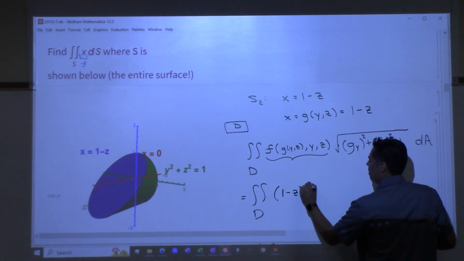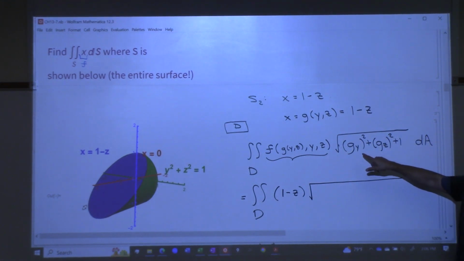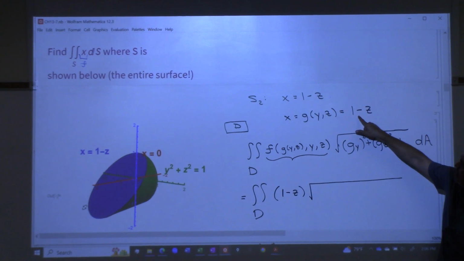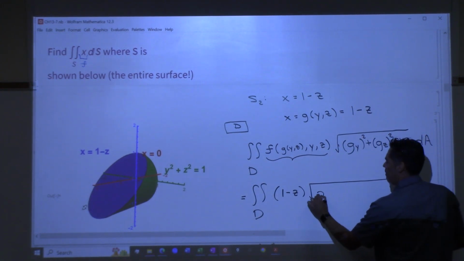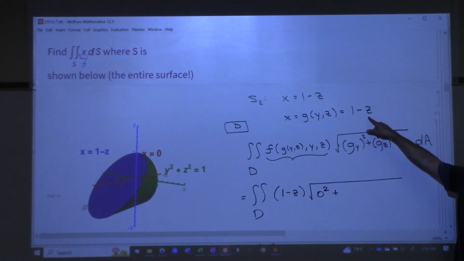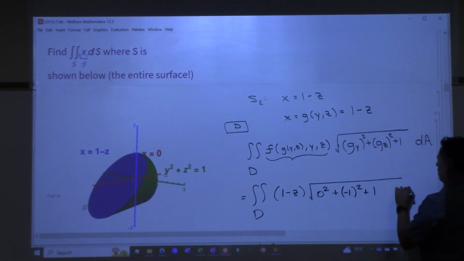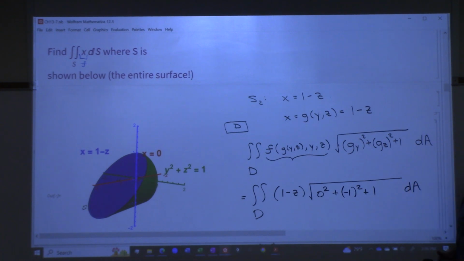times the square root of, now I never did this, but let's do it, we can do it just visually. What's partial of g with respect to y? 0 squared, plus partial of g with respect to z, negative 1 squared, plus 1 dA. That's just root 2.